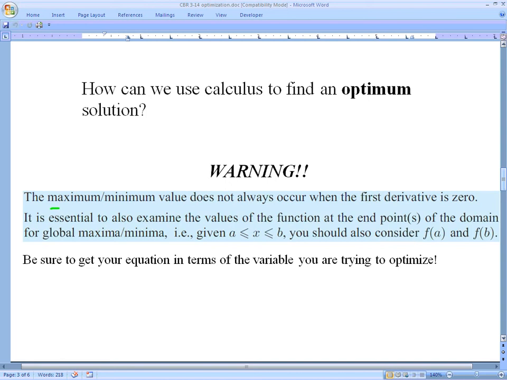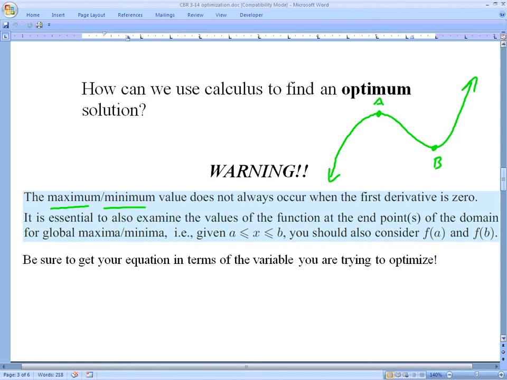Another thing to keep in mind is that the maximum or minimum does not always occur when the first derivative is 0. That sounds crazy. Well, let me give you an example here. If we have a cubic shaped curve like this, we would have a maximum here at A and a minimum here at B.